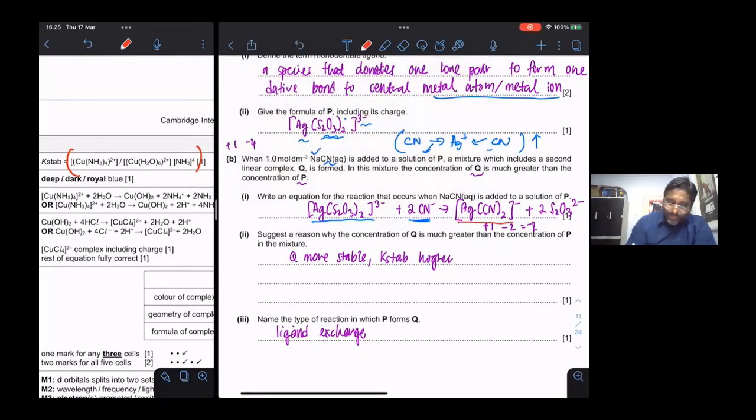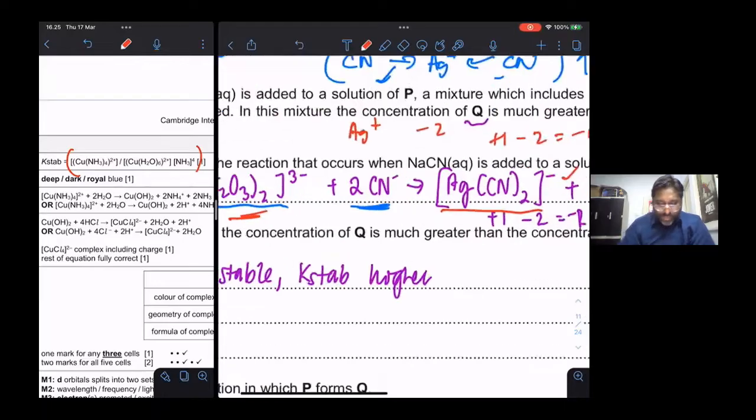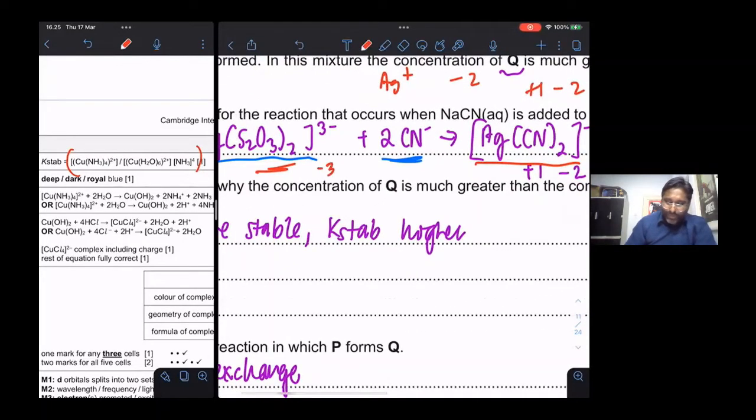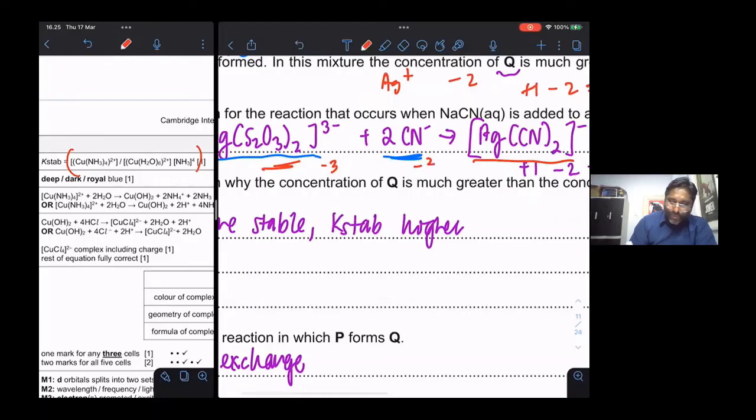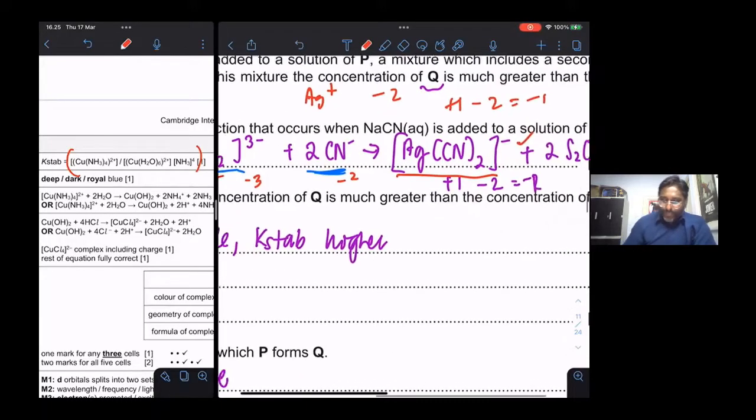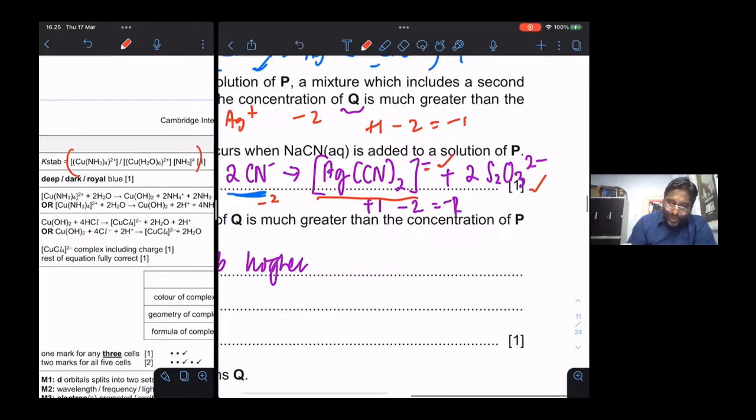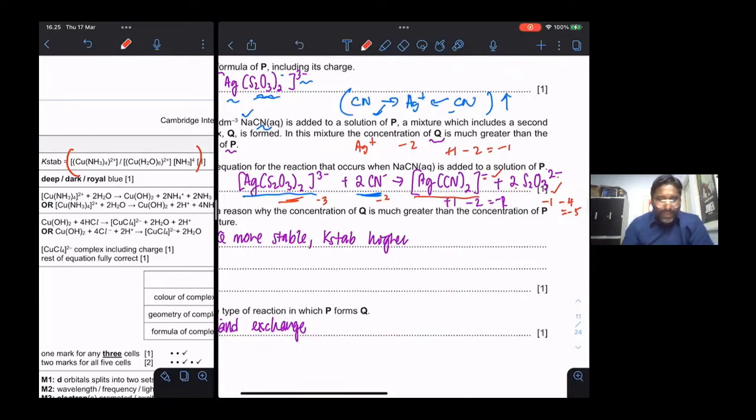What is the charge? Ag+ is +1, CN is -1, so you have 2 negative. So +1 minus 2 is -1. That's why it's -1. And then 2 molecules of S2O3 2- will be released. You can also check the total charges: -3 over here, then -2 over here, total charge -5. On the right, -1, then 2 times -2 is -4, and you get -5. Left and right, the charges must be the same, so they are the same. So this is going to be valid.